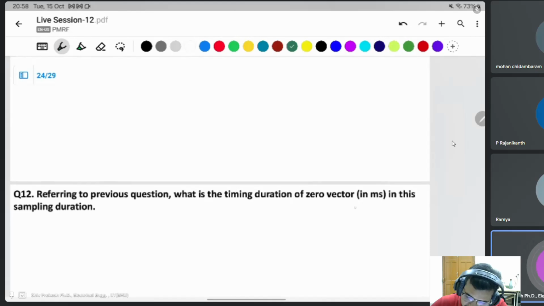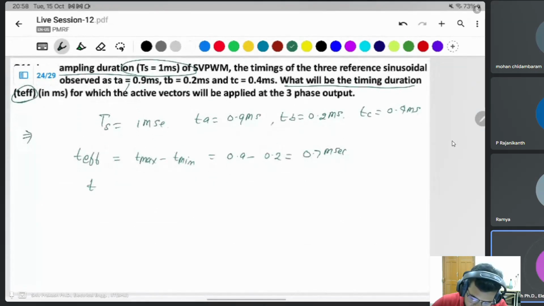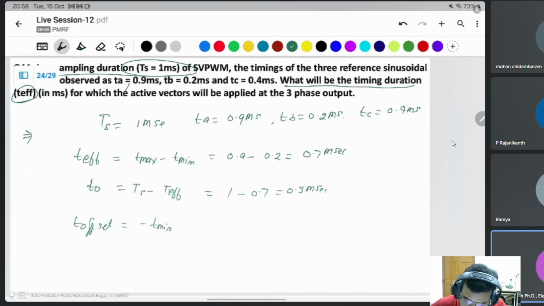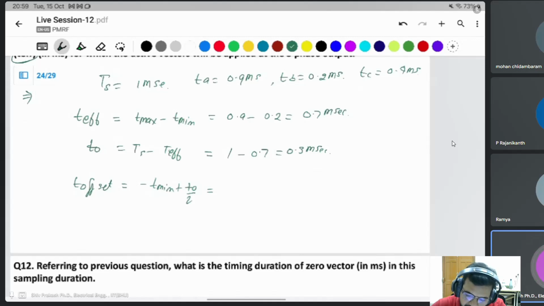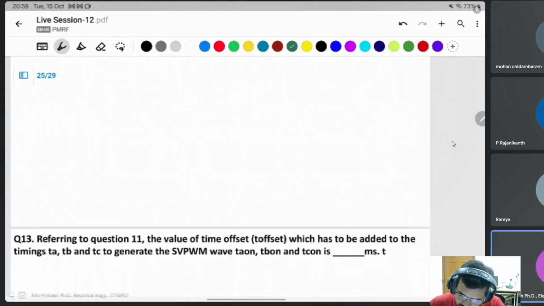Same thing, the time duration for the zero vector, T naught. Simply, T naught is the total time minus the effective time. 1 minus 0.7 will be 0.3 millisecond. Then the offset time is the minimum time plus half of the zero vector. The minimum time is given as 0.2, plus 0.15, totally 0.35 millisecond. Same thing, T offset is also in the question.